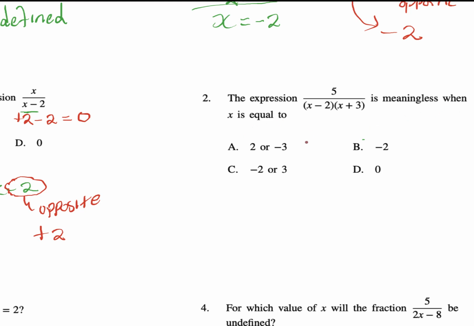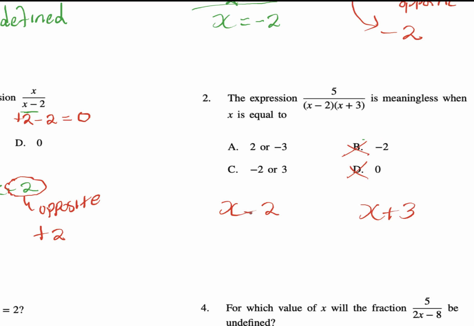Now, this one is special. Notice how many parentheses you have? You have 2. You have x minus 2 and you have x plus 3. Now, because you have 2 parentheses, you're going to have 2 values as your answer, which means we can eliminate B and we can eliminate D because they only have 1 value.